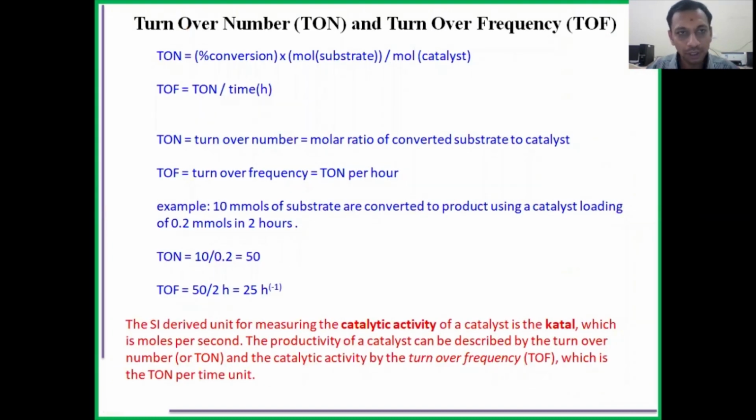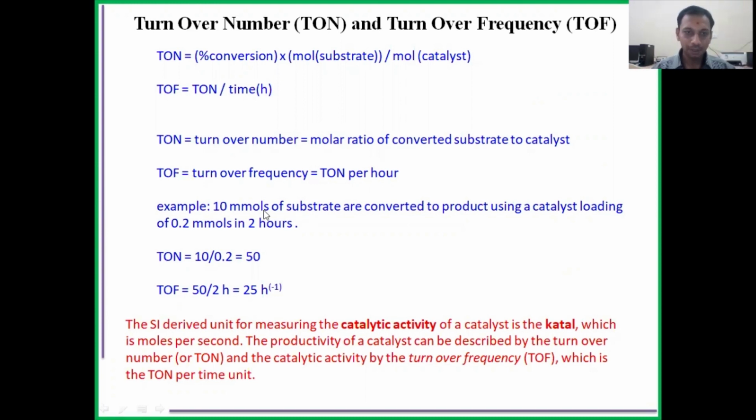The turnover number is the most important parameter. You can see the turnover number and turnover frequency. Turnover number is the molar ratio of converted substrate to catalyst. Converted substrate to catalyst, this is the turnover number. Turnover frequency is the turnover number per time, per minute or per hour.